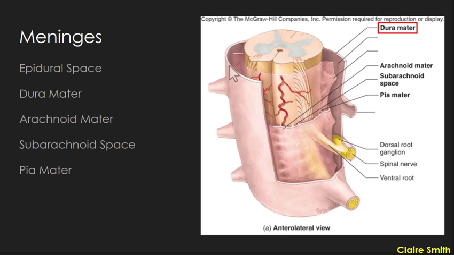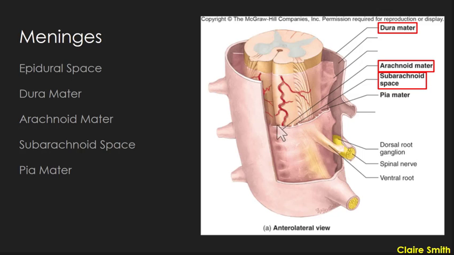You can't see this in that picture, but you have your epidural space and you have your dura mater. Deep to your dura mater, same as the brain, you have your arachnoid mater, which is really spider-looking, like another layer of meninges.